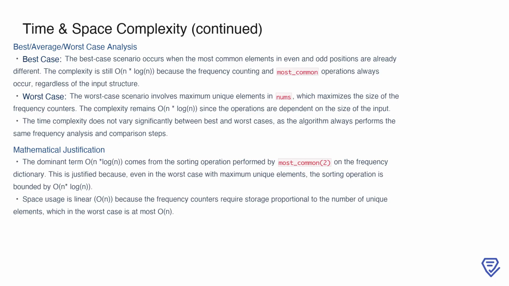Mathematically, the dominant term O(n log n) arises from the sorting operation in most_common, too, which is unavoidable even in the worst case. Space complexity remains O(n), as it depends on the storage for frequency counters, which is directly proportional to the input size. This consistency in complexity across all cases highlights the robustness of the optimized approach.